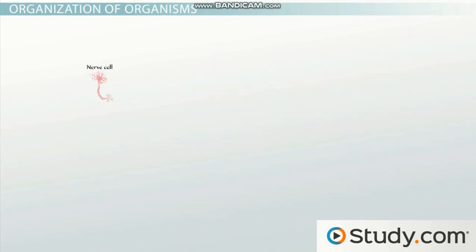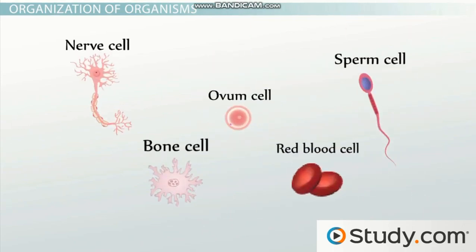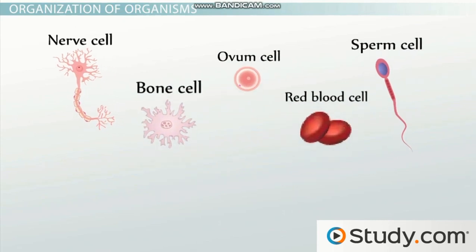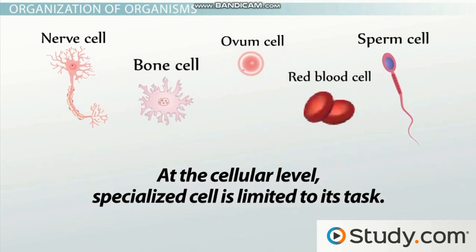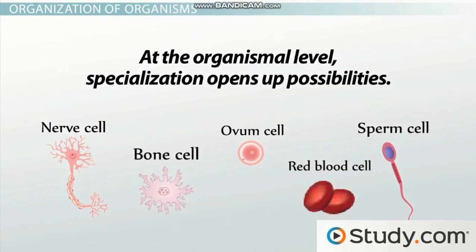So back to the question of whether or not specialized cells are more limited than single-celled organisms. At the cellular level, the specialized cell is limited to performing its specific task, and is more limited than a single-celled organism. However, at the organismal level, specialization and division of labor opens up almost limitless possibilities for variation of structures. And it frees multicellular organisms from the limits of single-celled organisms in terms of size and complexity.